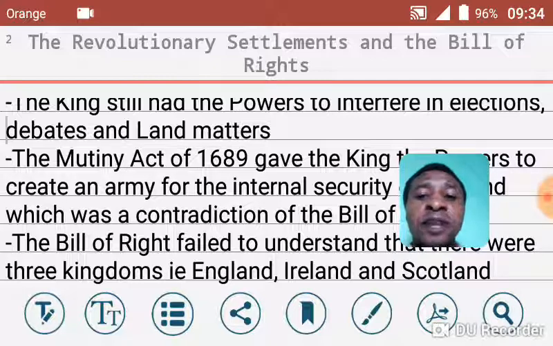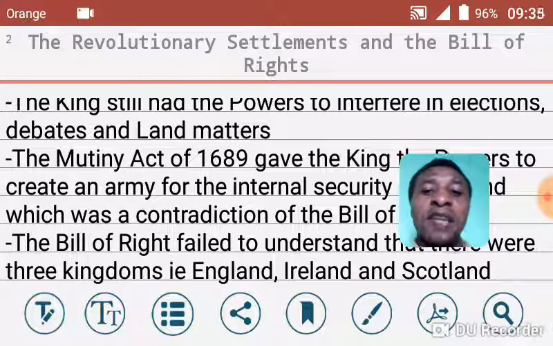And the Bill of Rights stated that keeping a standing army in peacetime was declared illegal, as James II had done, creating a standing army of 30,000 soldiers. The Bill of Rights declared this illegal. Yet, the Mutiny Act of 1689 was passed, which gave the king the powers to keep a standing army for the internal security of England. This was a violation, or a contradiction, of the Bill of Rights.